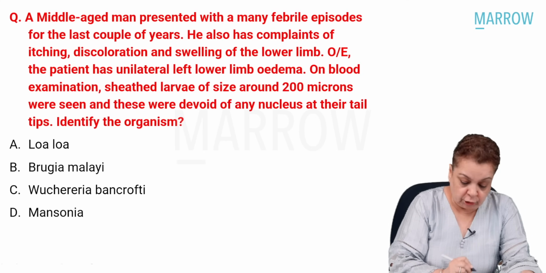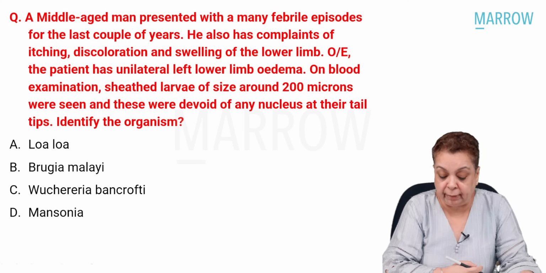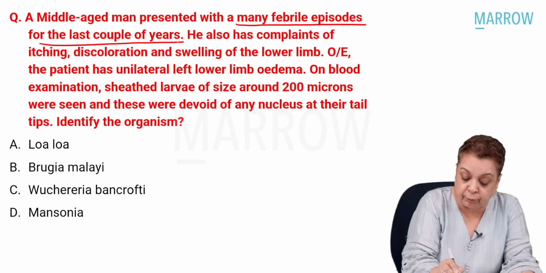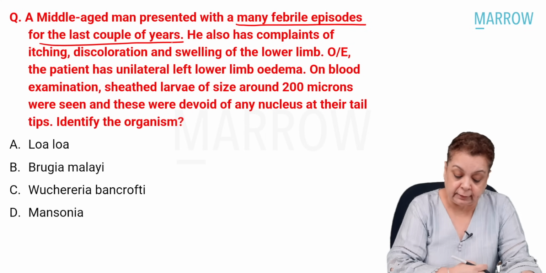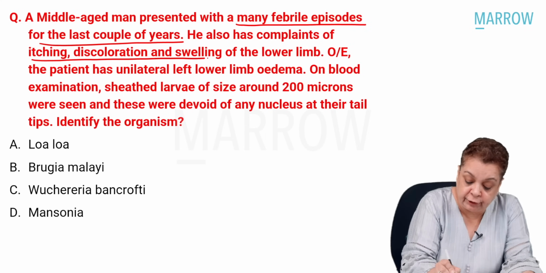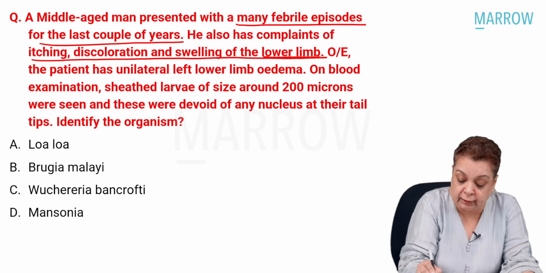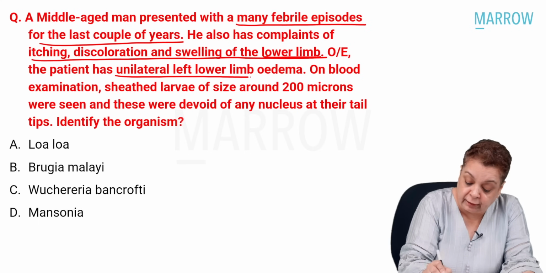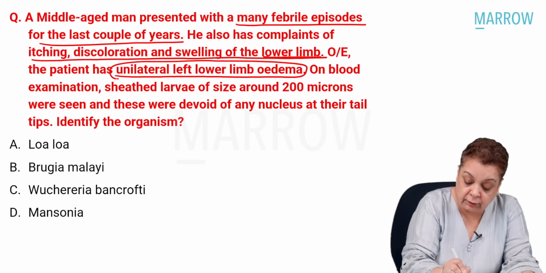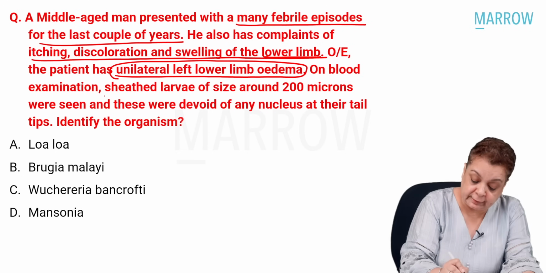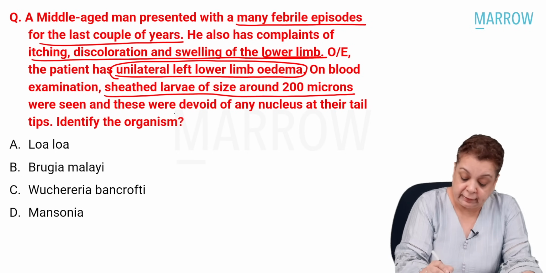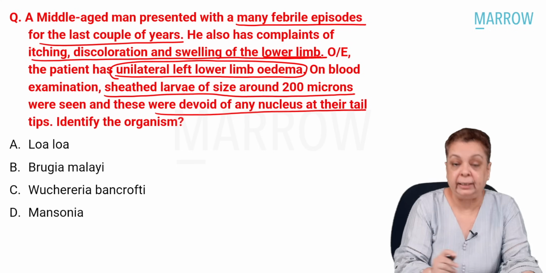Okay, let's move on to our next question. A middle-aged man presented with many febrile episodes for the last couple of years. He also has complaints of itching, discoloration and swelling of the lower limb. On examination, the patient has unilateral left lower limb edema. On blood examination, we are seeing sheathed larvae of the size 200 microns, and these are devoid of any nuclei in the tail tips.